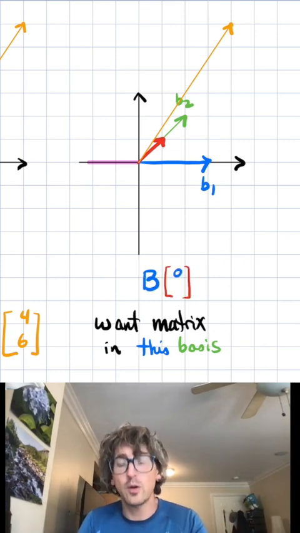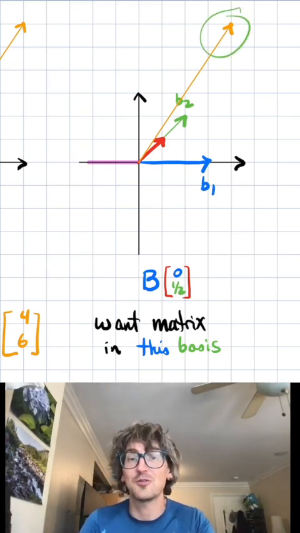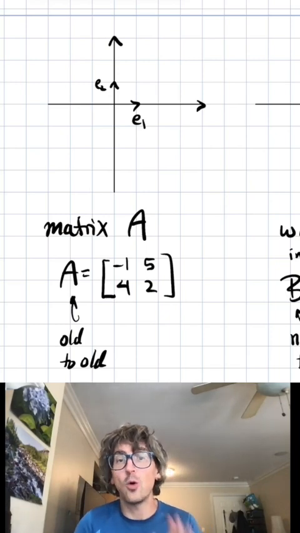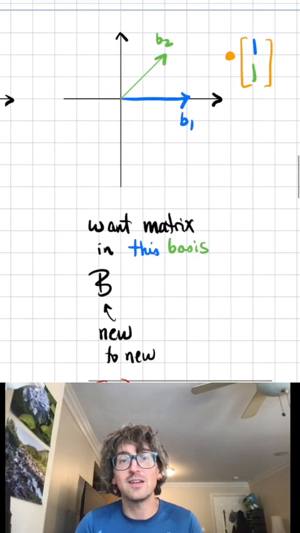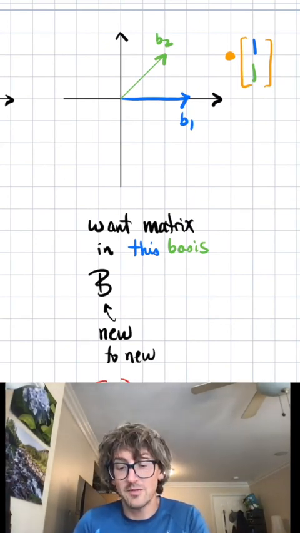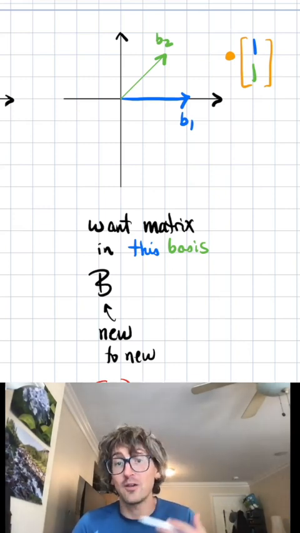In this coordinate system, that red vector actually has coordinates 0 and 1/2. So at the end, we're going to check and make sure our matrix is going to send us up to this orange vector here. The matrix A lives in a universe where everything is in the old coordinate system, and what we want is a matrix where everything is in the new coordinate system. For instance, in the new coordinate system, the vector 1, 1 actually refers to this point way over here because it's one blue vector and then one green vector.